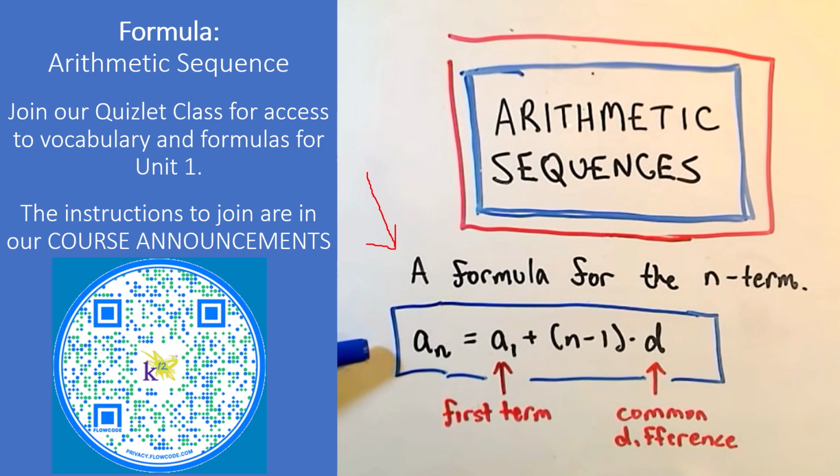So for what A sub n is, for example, if we're looking for the 10th term, then A sub n is saying, I want to look for term 10. So n would be 10. A sub 1 is always going to be our first term, and D is going to be our common difference. We already had an example to show you how to take two consecutive numbers and subtract the first from the second to get the common difference.